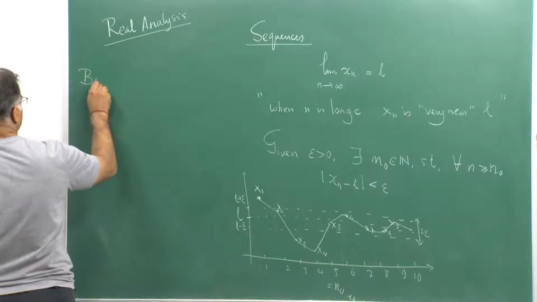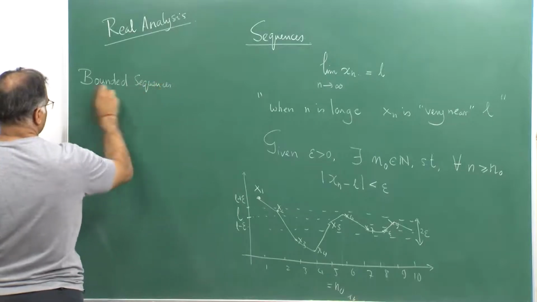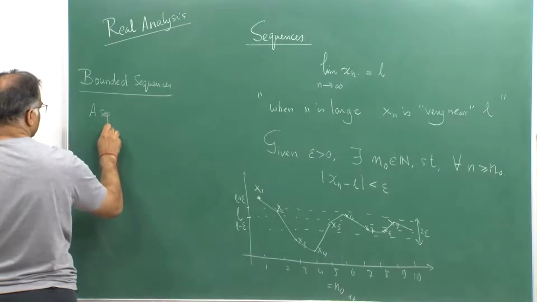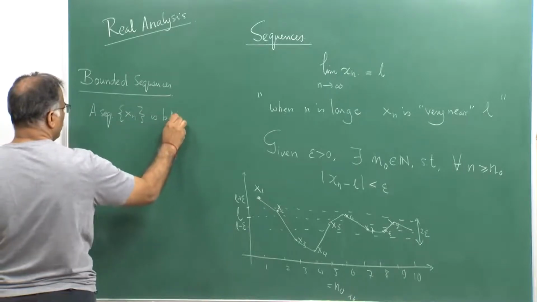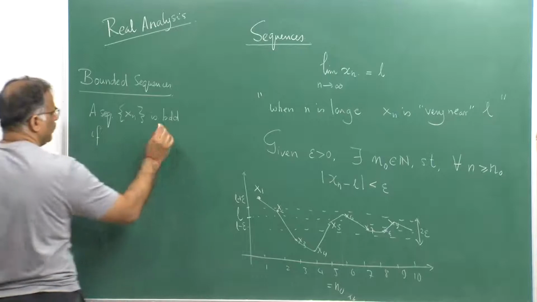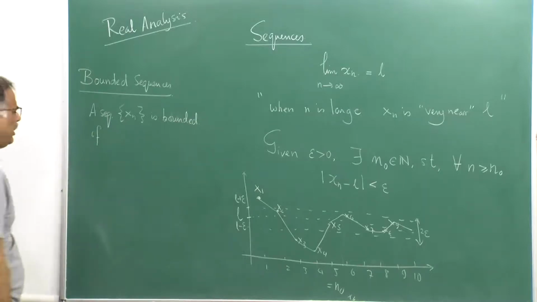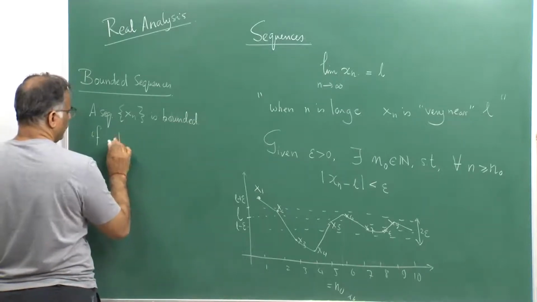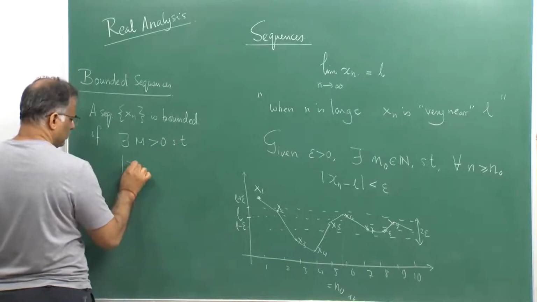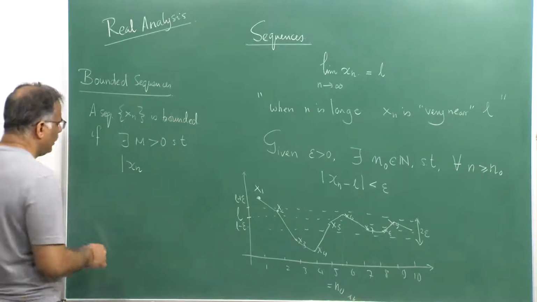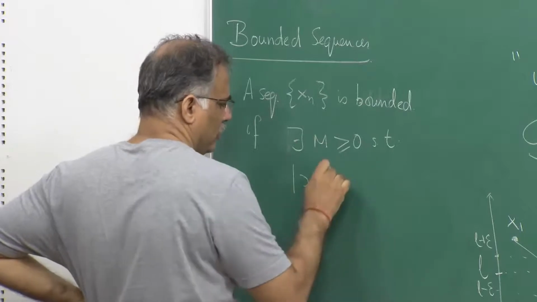So, there is something called bounded sequences. A sequence, from now on in short SEQ, xn is bounded, which I also write in short BDD, if there exists M greater than 0, or greater than or equal to 0, it does not matter, such that, maybe because xn could be 0, 0, 0, 0 also.